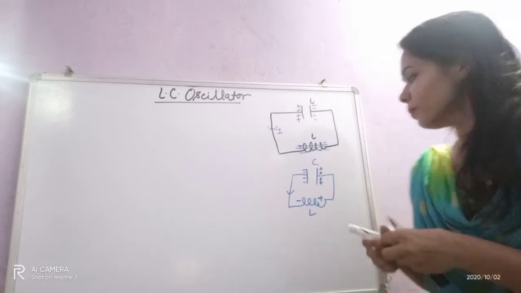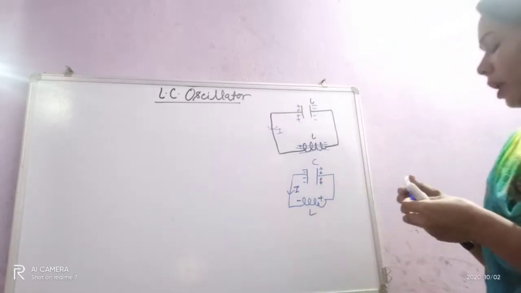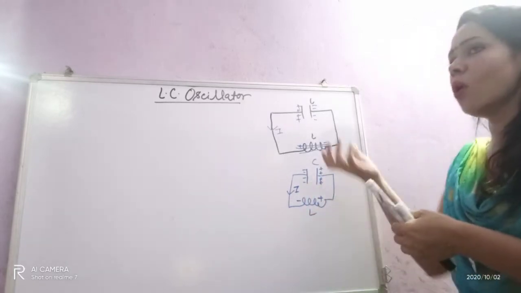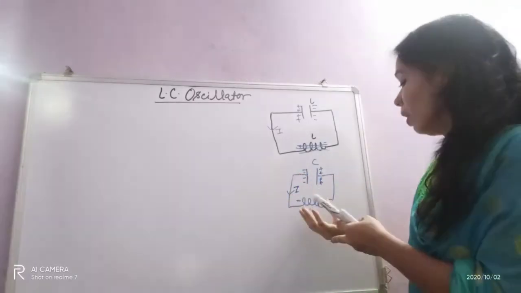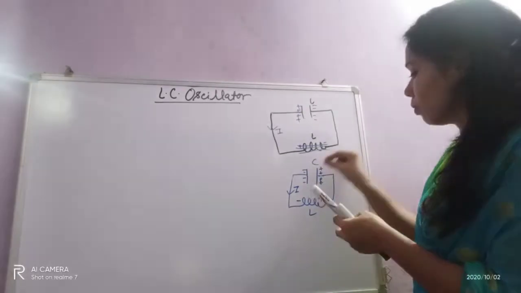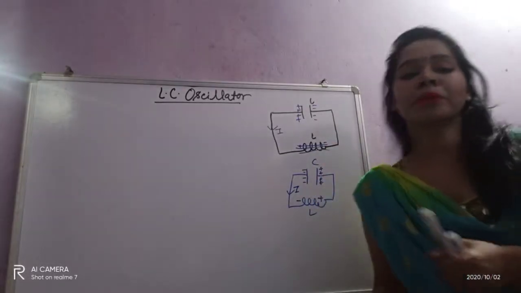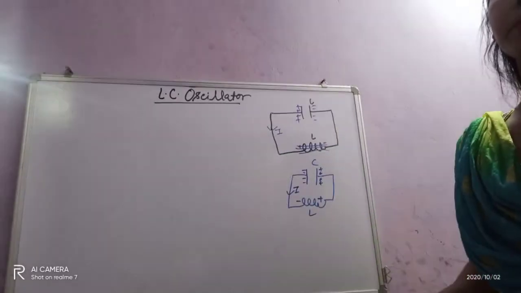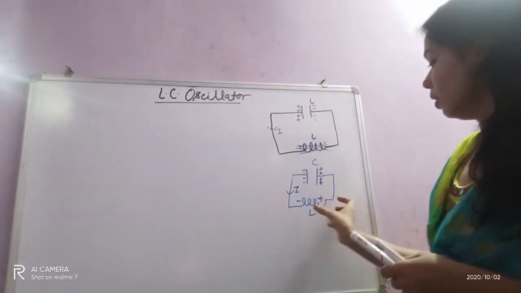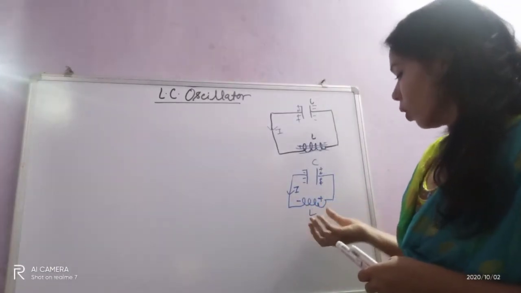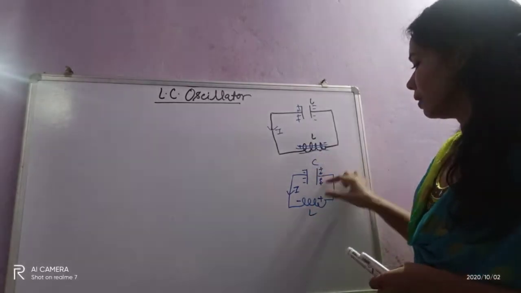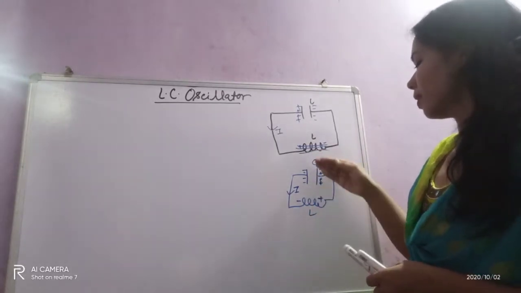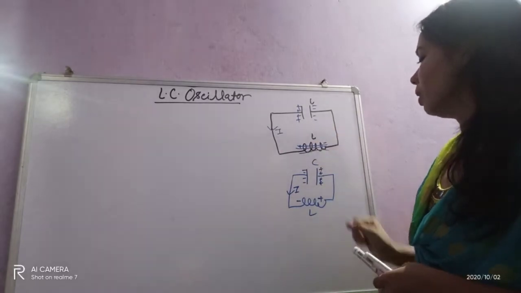Now finally, what will happen? It has used all its magnetic energy to bring the electrons from this plate to this plate to charge this capacitor. Now see, this inductor has used all its magnetic energy to charge this capacitor, and this magnetic energy has been converted into electrical energy.